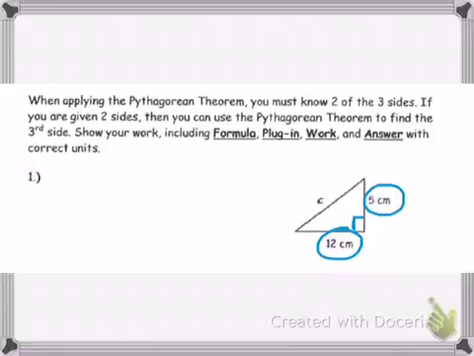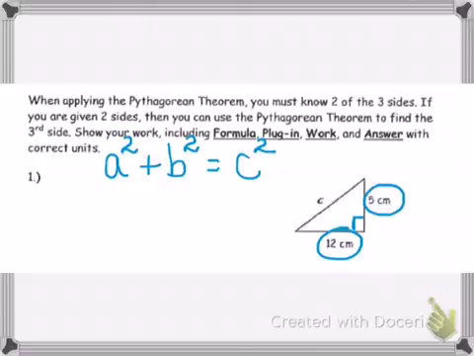The first thing I always want to do is write out the Pythagorean theorem, which is a squared plus b squared equals c squared. And remember, this is an exponent of 2. It's not multiplying everything by 2. So you want to be cautious about that.